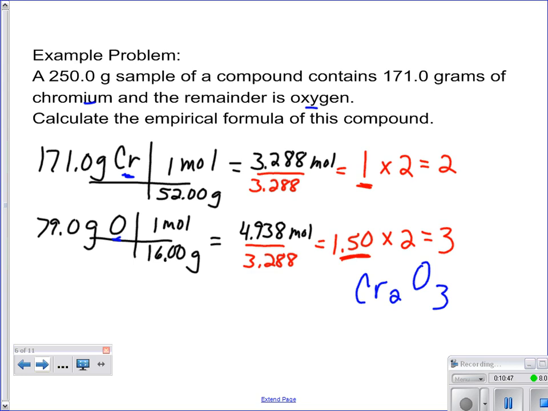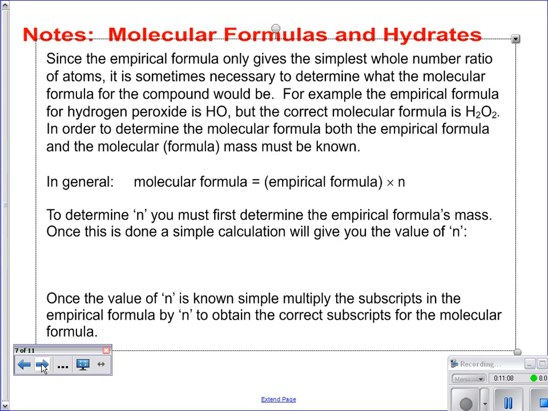Just for fun, what is the name of that? Using the stock system, what would you call that? Chromium 3 oxide. What if you use the old system? What would you call it? Chromic oxide. Okay, good. Yeah, we learned that. Chromic. We learned that.